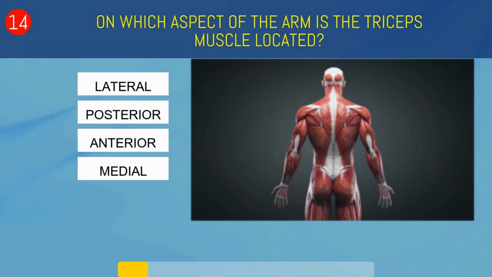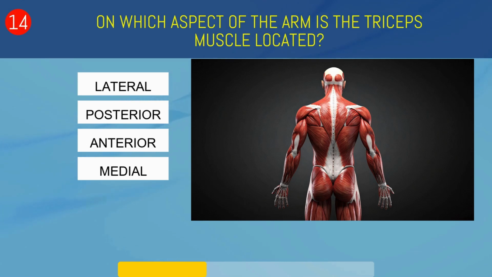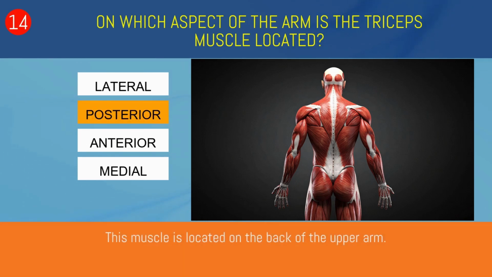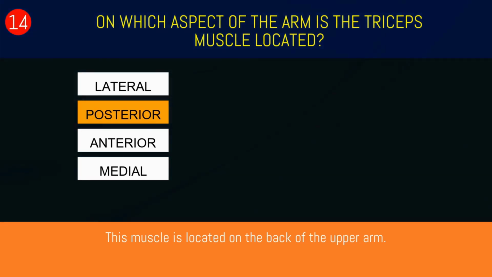On which aspect of the arm is the triceps muscle located? Lateral, posterior, anterior, or medial? Posterior. This muscle is located on the back of the upper arm.